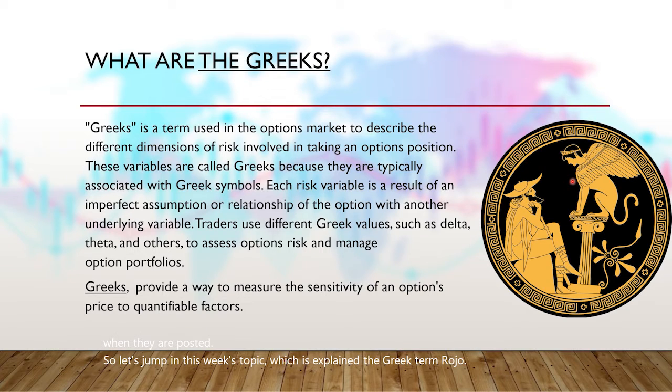Before doing that, a quick refresher on what are Greeks. Greeks is a term used in the option market to describe the different dimensions of risk involved in taking an option position. These variables are called Greeks because they are typically associated with Greek symbols. Each risk variable is a result of the imperfect assumption or relationship of an option with an underlying variable. Traders use different Greek values such as delta, theta, gamma, and others to assess option risk and manage option portfolios.